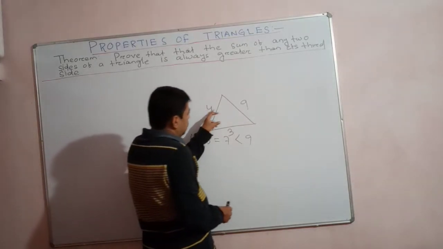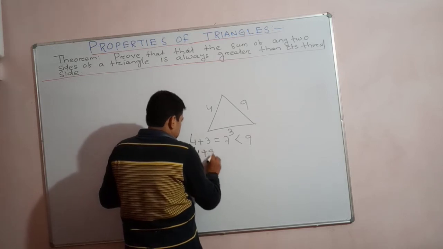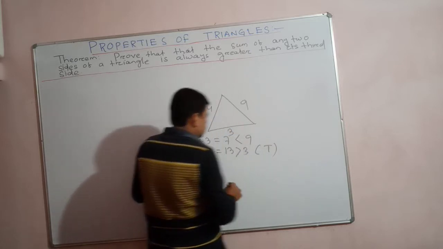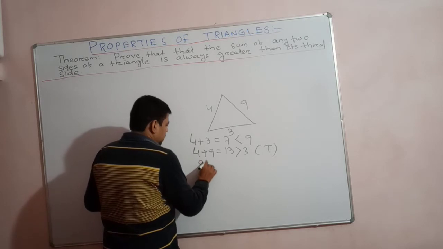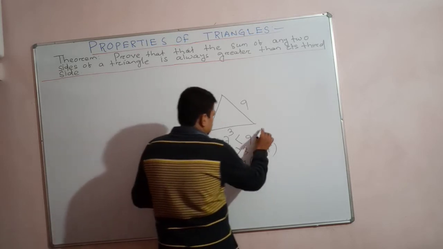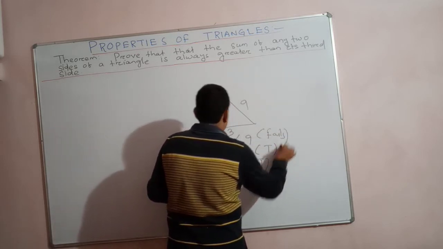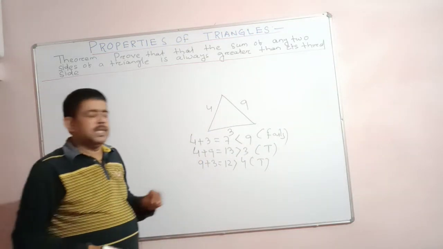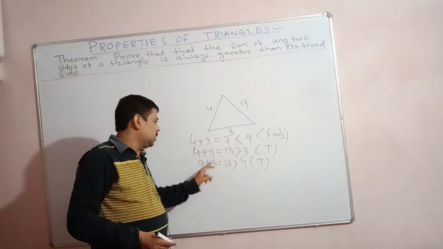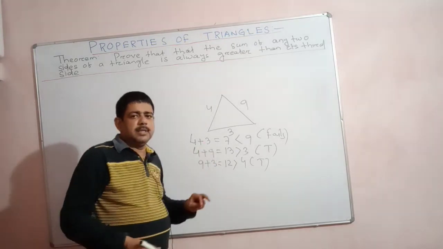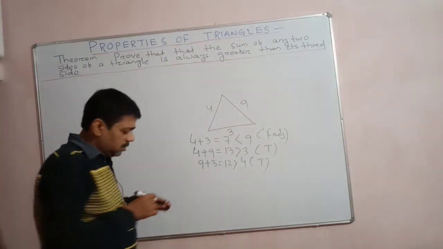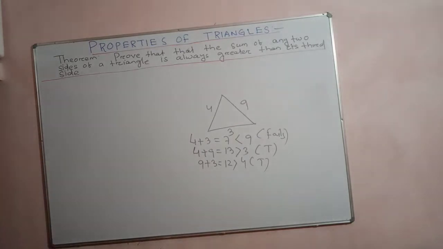You can add 4 and 9: 4 plus 9 is 13, which is greater than 3. It is true, this condition is satisfied. Or we can take 9 and 3: 12 is greater than 4, also true. But here 4 plus 3 is 7, which is less than 9. So if any one of the conditions fails, even though the other two are satisfied, it is not possible to construct such a triangle with the given sides. So this is one of the most important theorems and properties of the triangle.